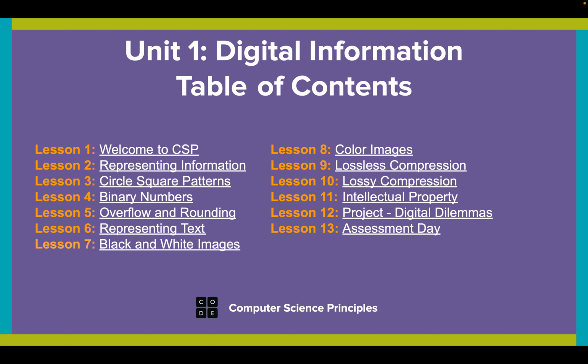Then we'll look at some of the complexities and complications of using binary numbers in the computer in Lesson 5. Then we'll look at various types of information that we store using binary, like text, black and white images, color images. Then we'll look at how to store various types of information in less space using compression. And finally, we'll look at some of the legal concerns about the ownership of digital information and intellectual property.